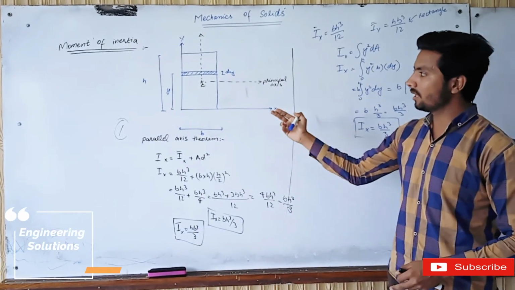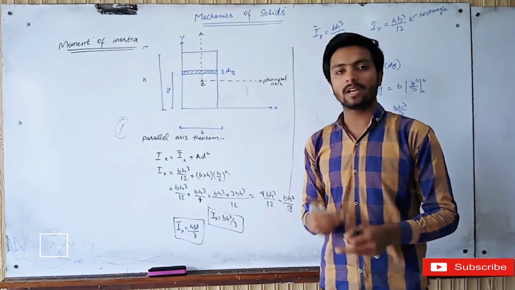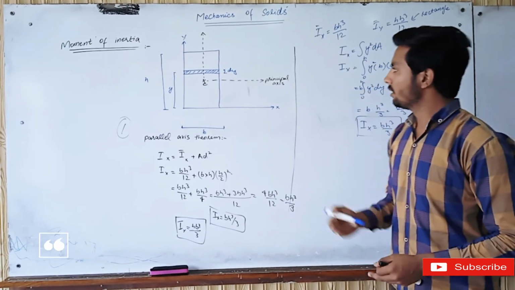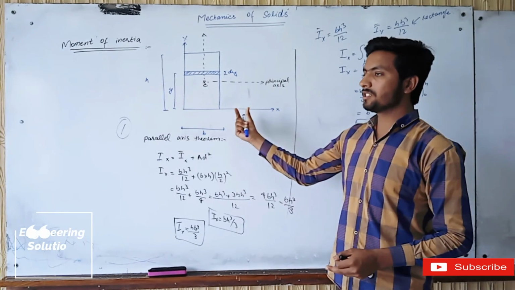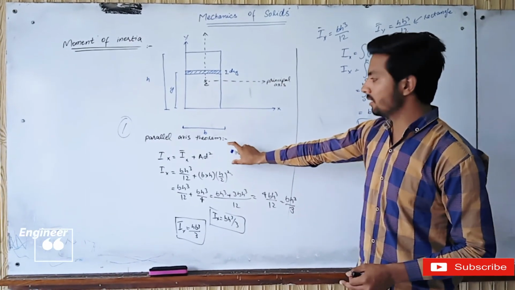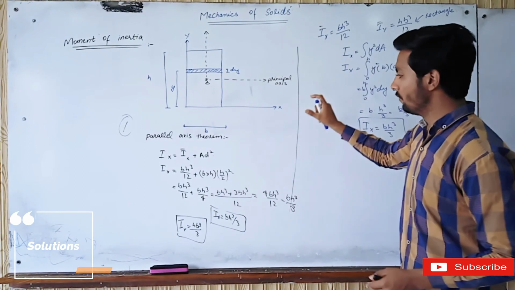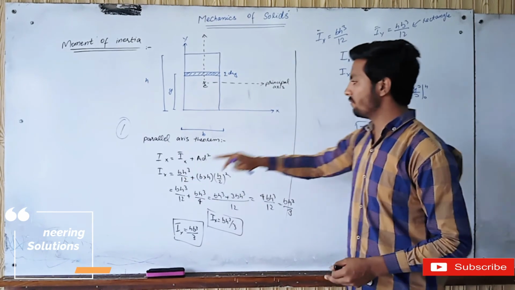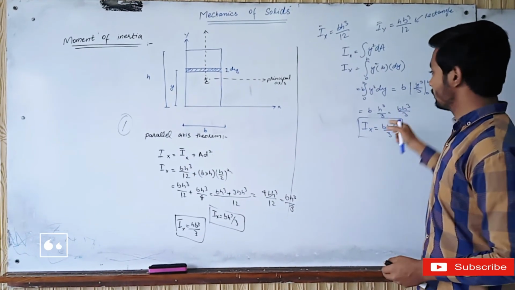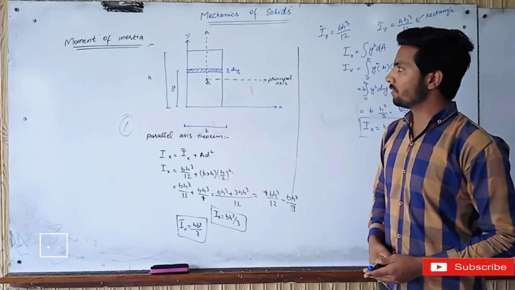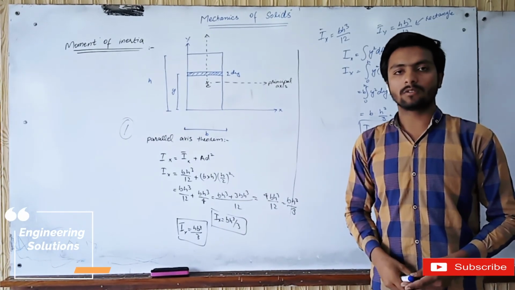Not only of this figure, but we can also calculate the moment of inertia of a triangle, circle or ellipse, any figure whose moment of inertia about the principal axis is given, by the parallel axis theorem. If we don't know the moment of inertia about the principal axis, then we will calculate it by using the method of definition. So this is all about the moment of inertia of a rectangle. That was our topic. Thank you.